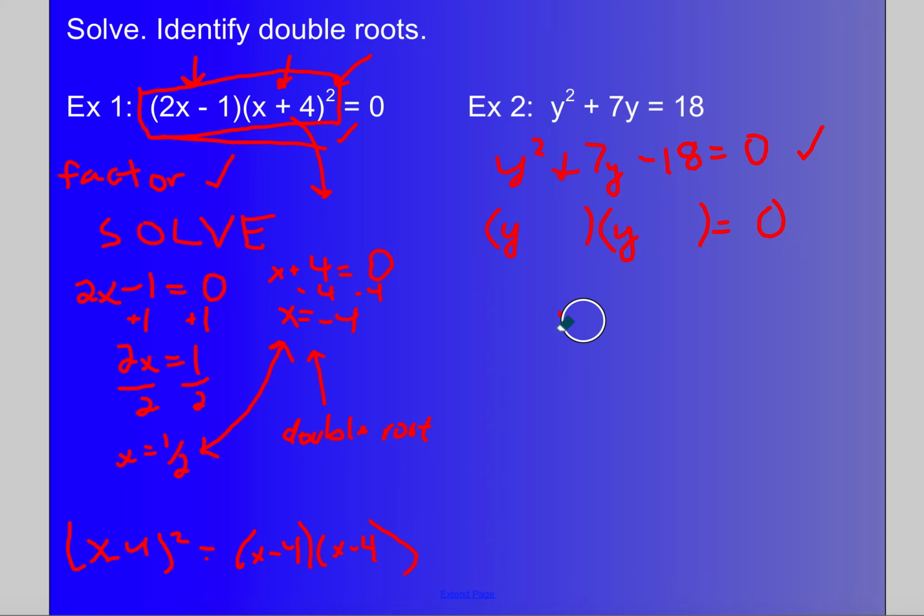The next closest factors of 18 that I can think of are 9 and 2. Now, one of them has to be negative, one of them has to be positive in order for this to be -18. And if I want this positive, then I want the bigger number to be positive. So look at that. Here we go. Positive 9, -2. That does give me 7, which is this middle term, so I know these are right. So this is going to be y plus 9, y minus 2.